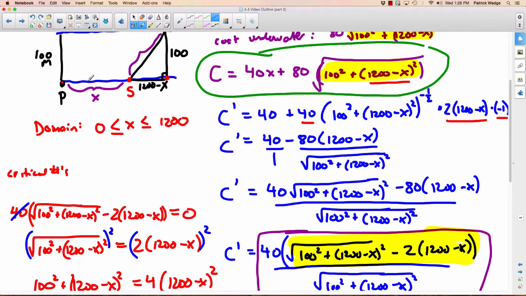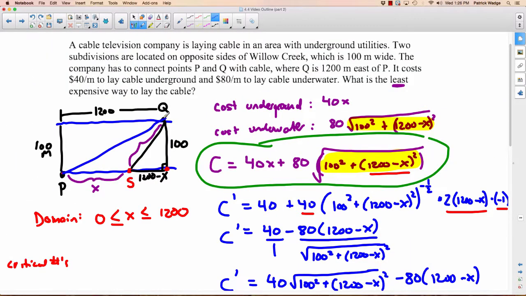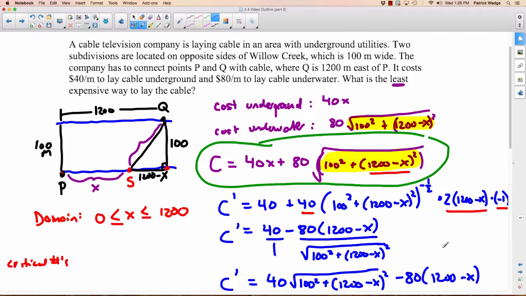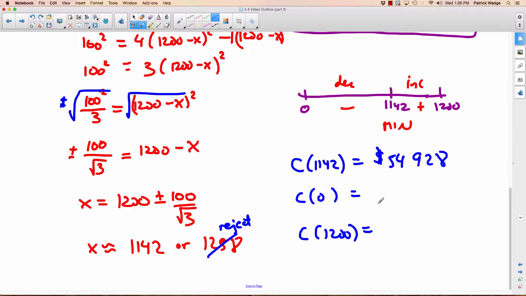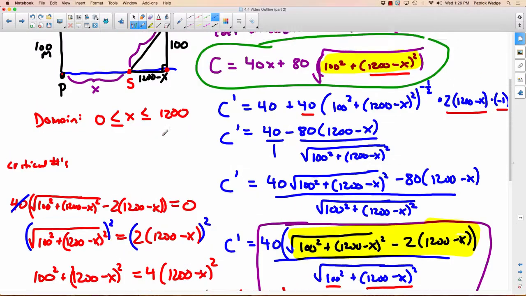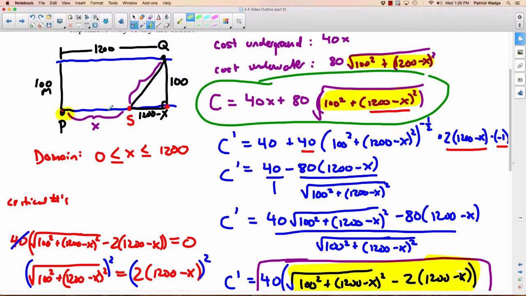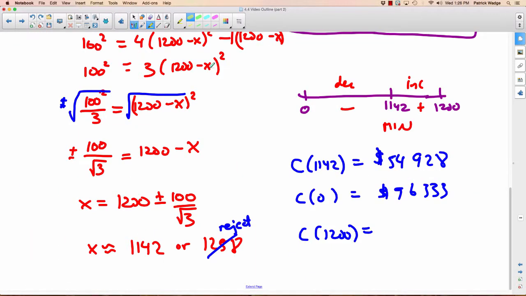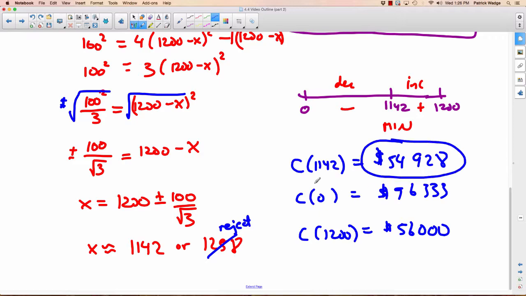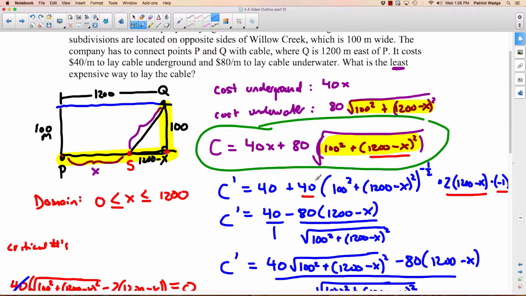So remember, 0 would be if you just went straight from point P to point Q, just like that. If you put the cable right there, how much would that cost if it was all underwater like that? It would cost you $96,333. And 1200, that would be if you took the cable along here all the way to this point here and then across. How much would that cost? That would cost 56,000. So this isn't a bad option, but if you want to have the minimum amount, you should actually do the cost when it's 1,142 meters along the bank here. So go 1142 along here and then cut across here underwater.